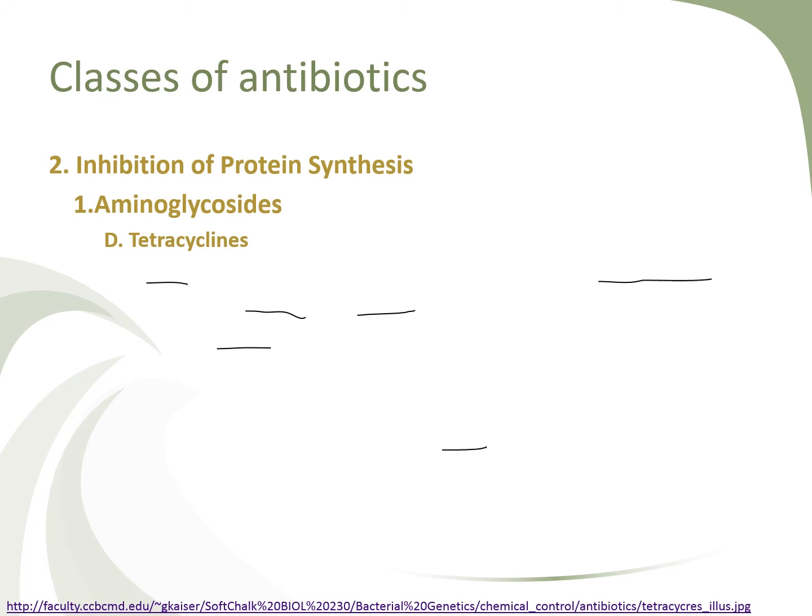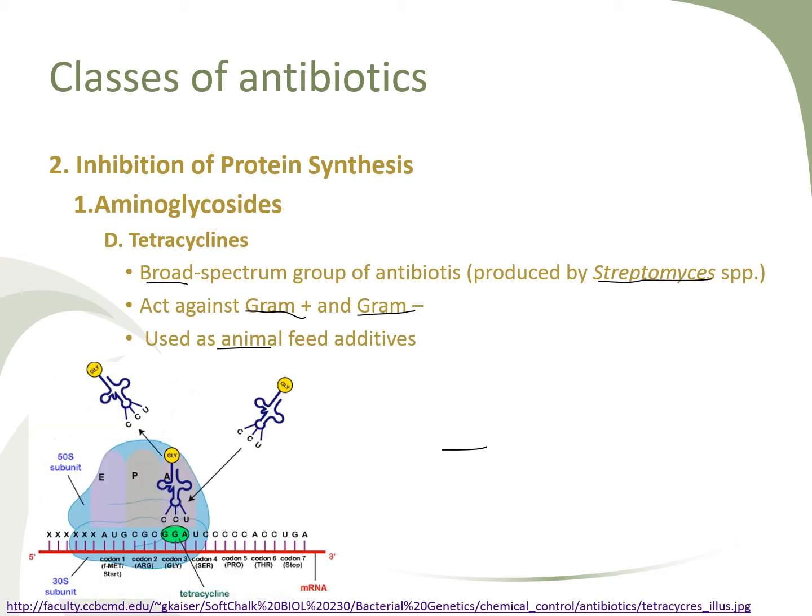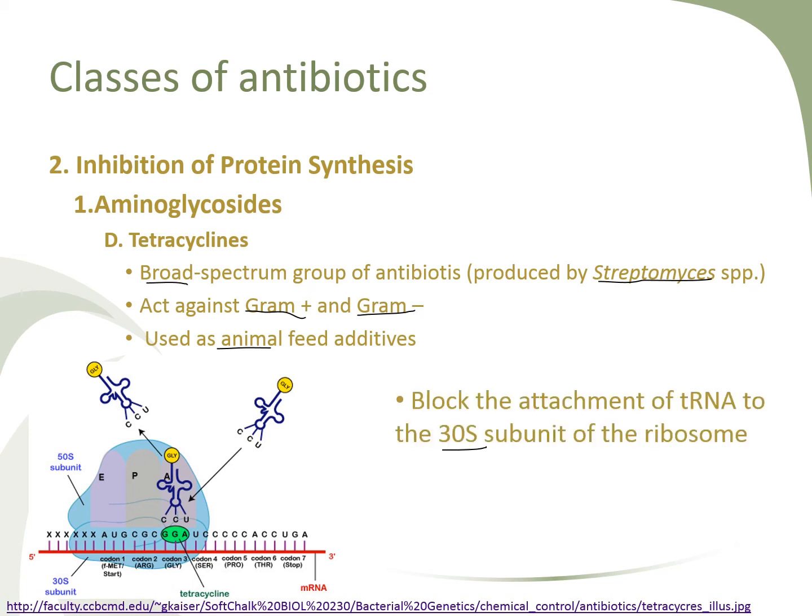Okay, the last aminoglycoside is the tetracycline. It is a broad spectrum group of antibiotics produced mainly by Streptomyces. It acts against gram-positive and gram-negative. It's used as animal feed additives. So what does tetracycline do? It blocks the attachment of tRNA to the 30S subunit.